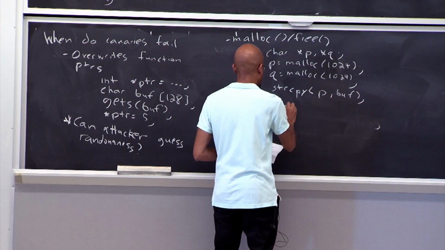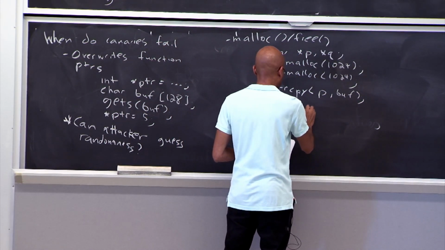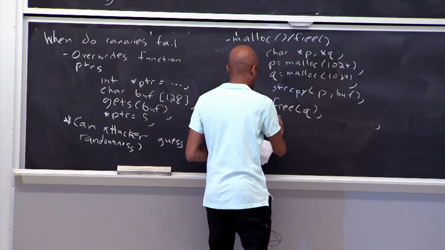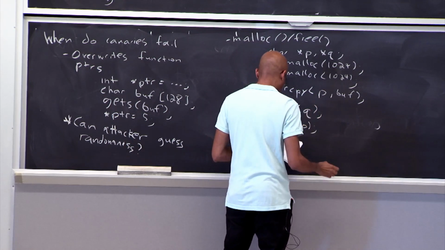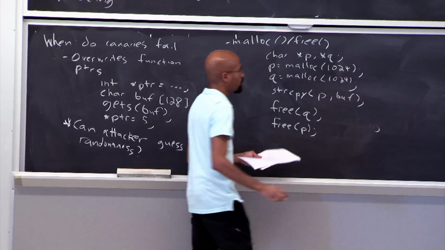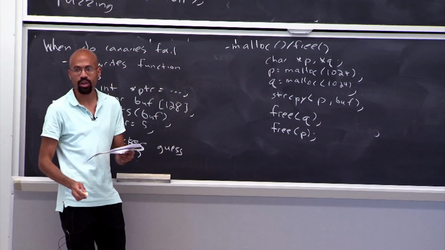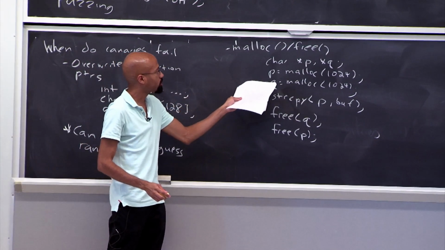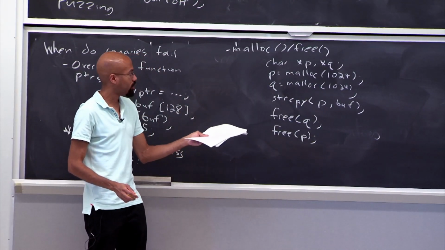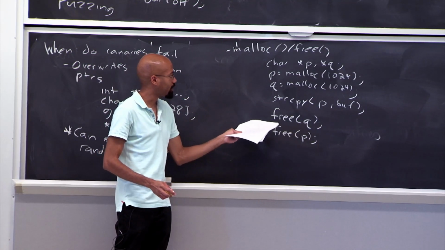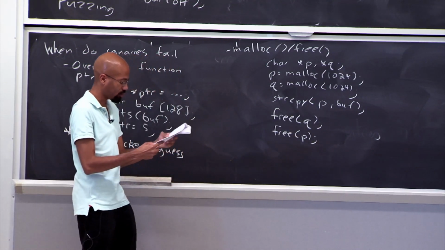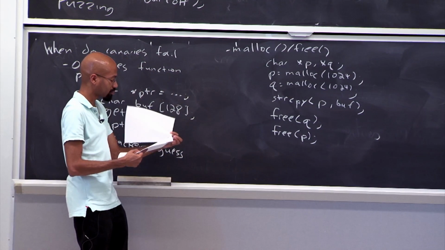And then let's say that we free Q. And then let's say that we free P. Okay, so it's fairly straightforward code. Two pointers, we malloc some memory for each one of them. We use one of these unsafe functions, the buffer overflow happens, and we free Q and we free P.